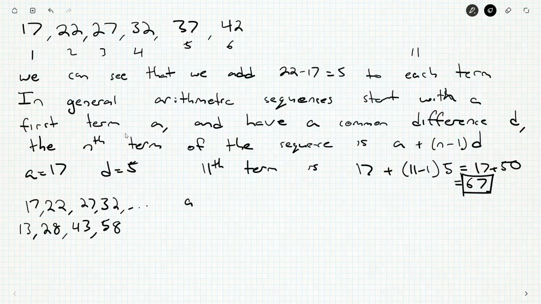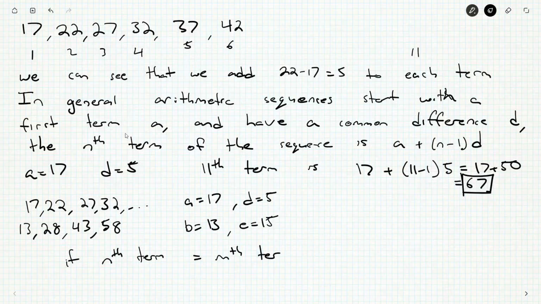So I might, using my really general language, write something out like this, and then maybe we start another one with B is 13 and a common difference of 15. That would be perfectly fine. And then we could say, well, if the nth term in one sequence equals the nth term in the other, we have formulas for those. So A plus n minus 1 d has got to be B plus m minus 1 e. Okay? This is a nice, very general way to do it, but you don't have to.